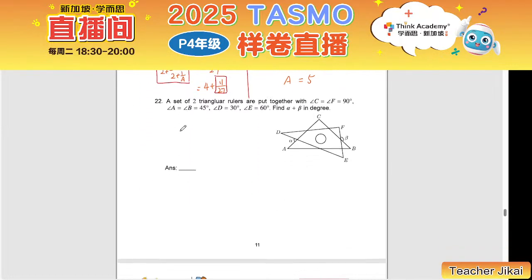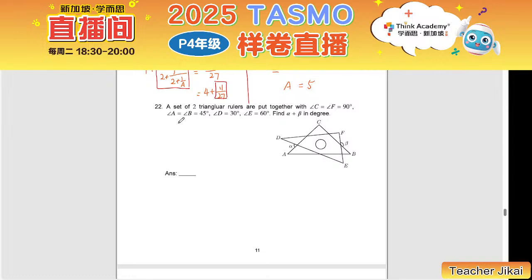Okay, question 22. It's about the angle calculation. So we have 2 triangular rulers put together. We know C and F are 90 degrees, and the other angles are 45 and 30. So here we can first think of A and B. How can we transfer them? First, we can just take the angles here, right? So alpha here is what?